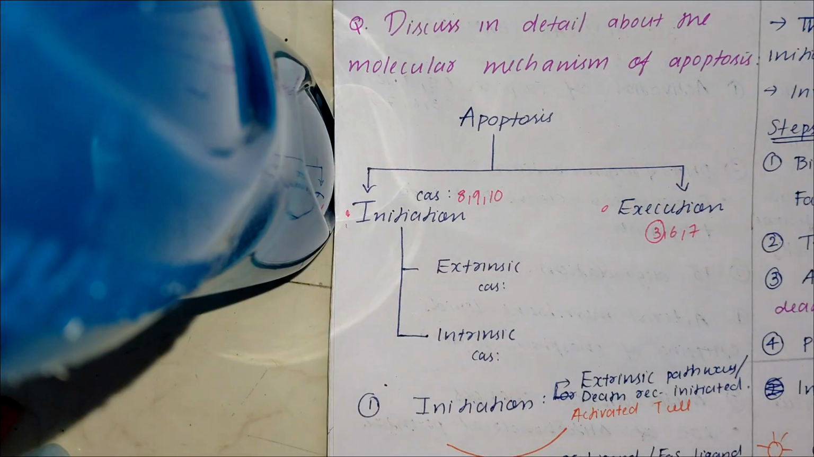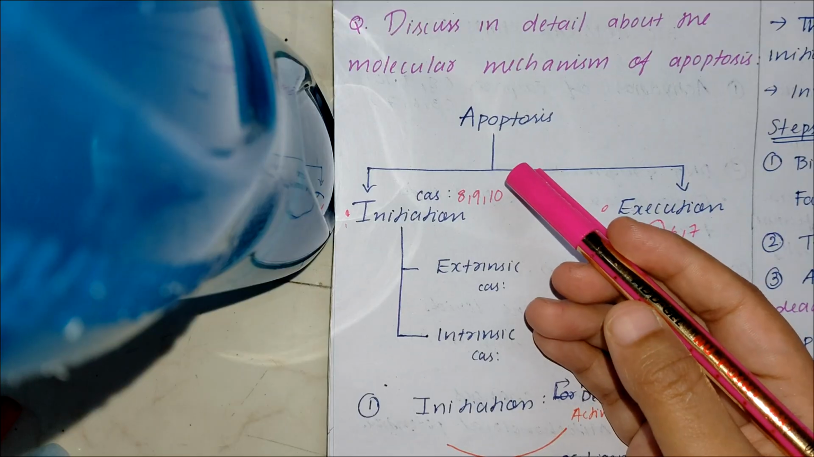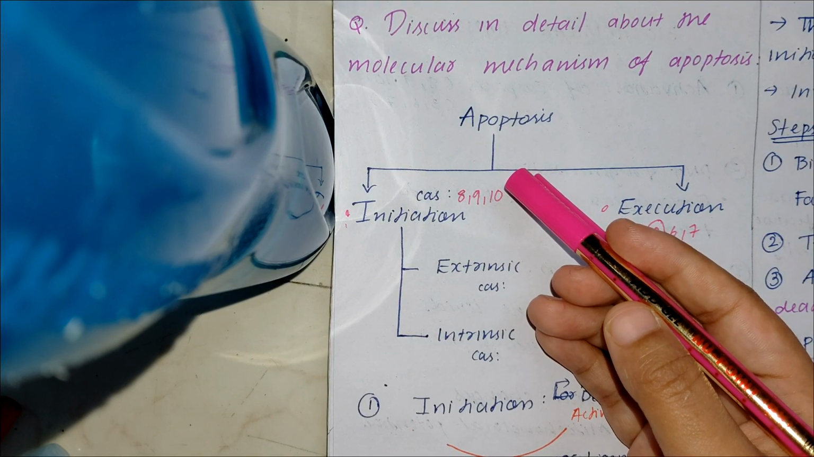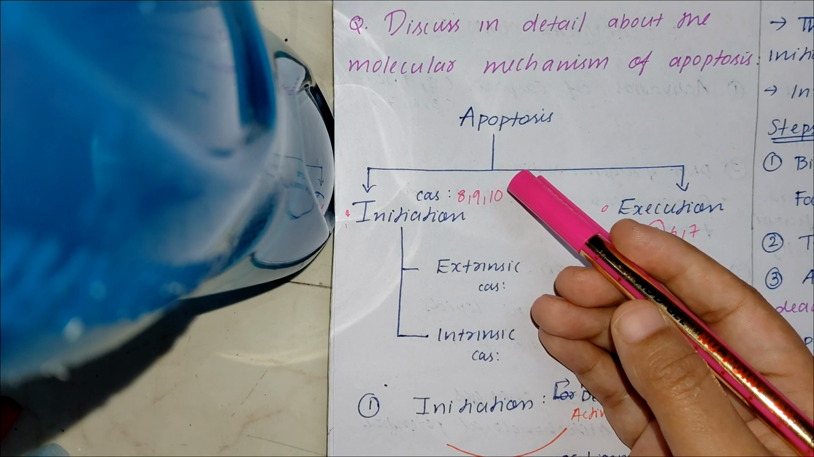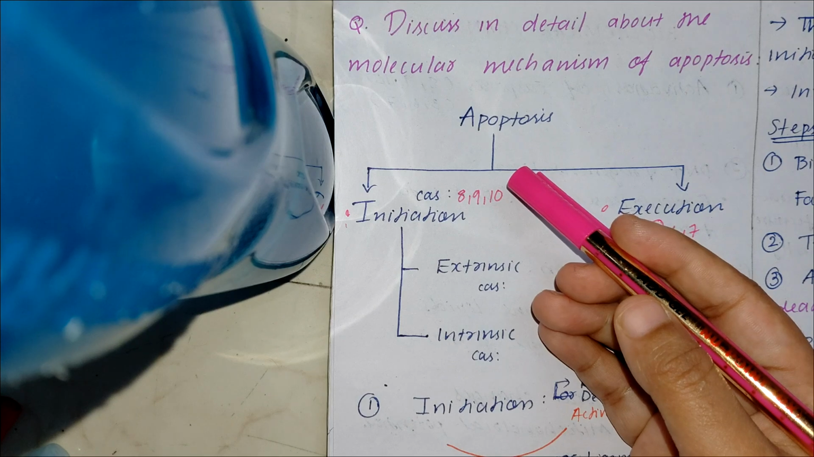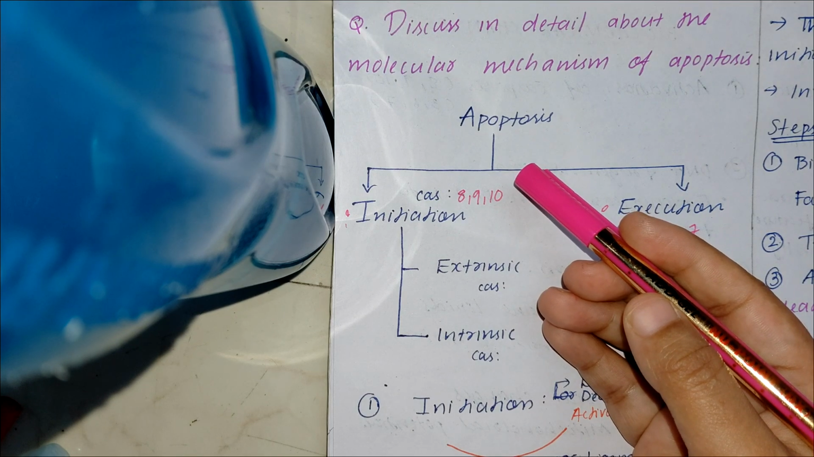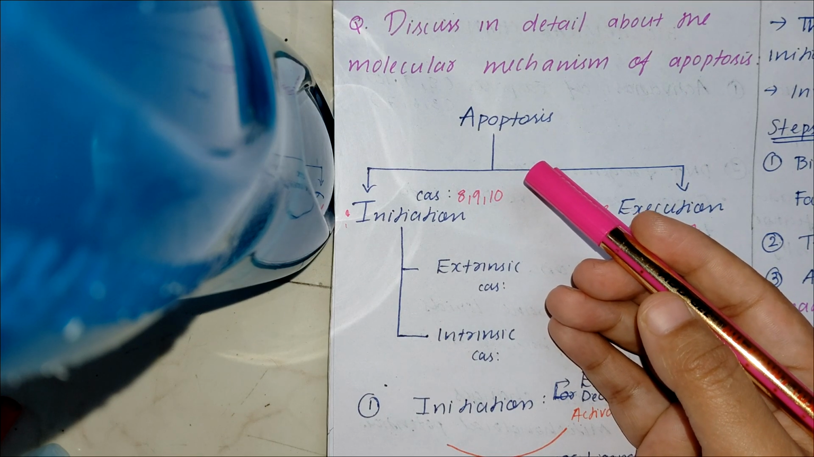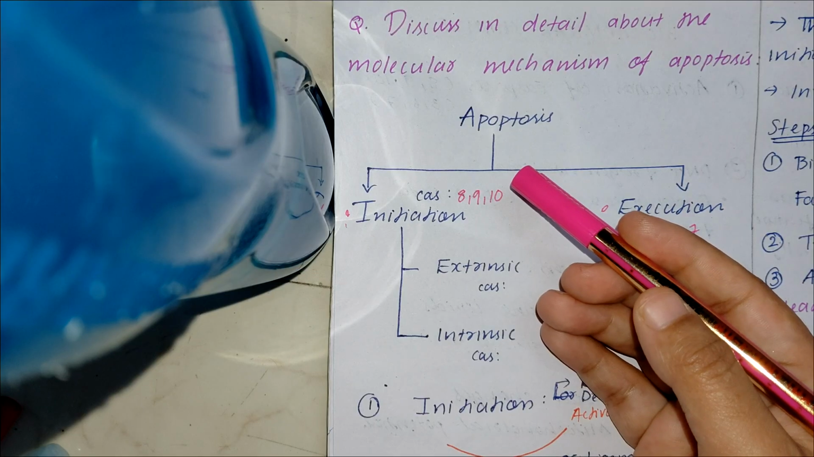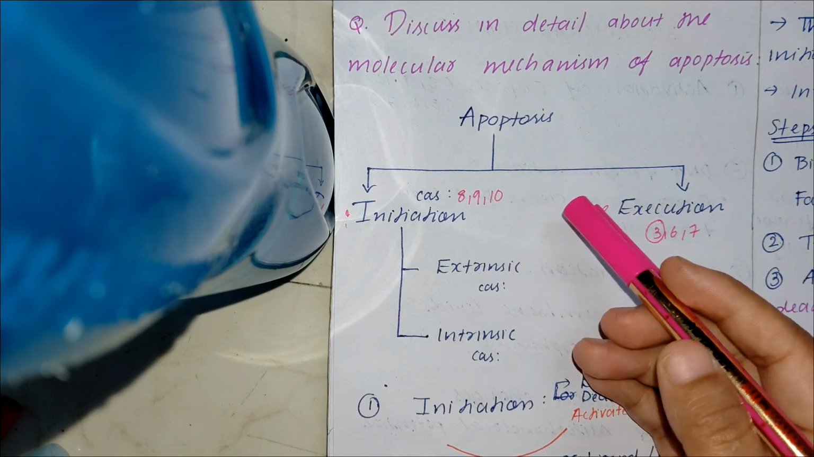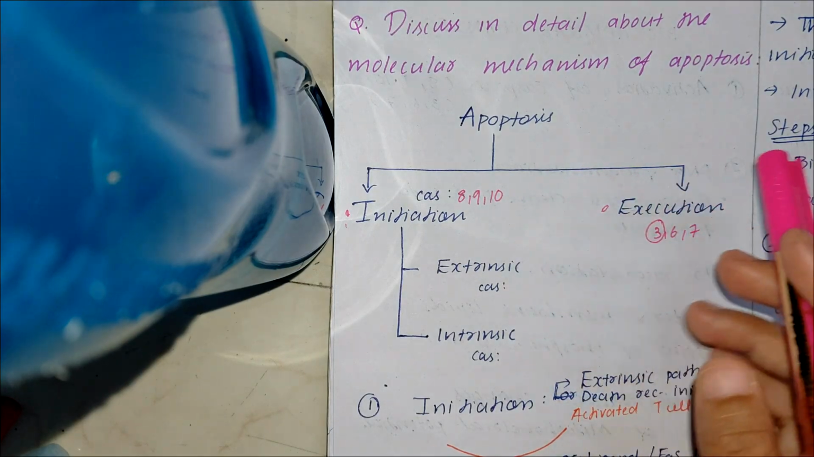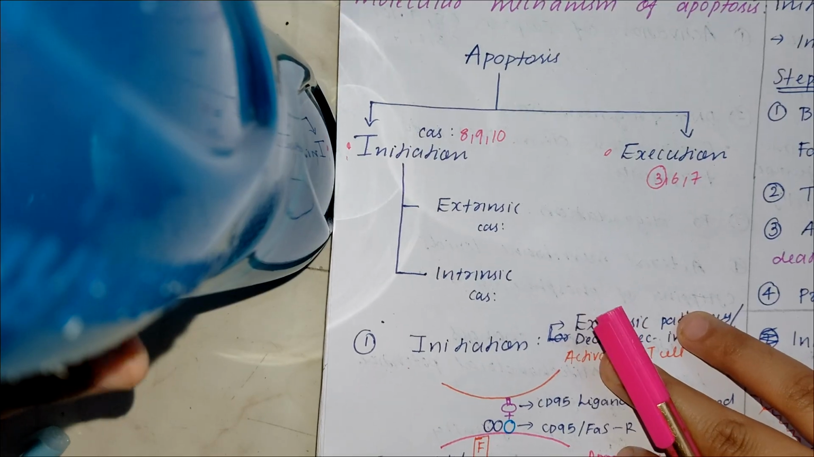Now what are caspases? Apoptosis is a caspase dependent process. Caspases are enzymes with cysteine residues, which cleave after the aspartic acid. That is caspase. We don't have to go into detail over that.